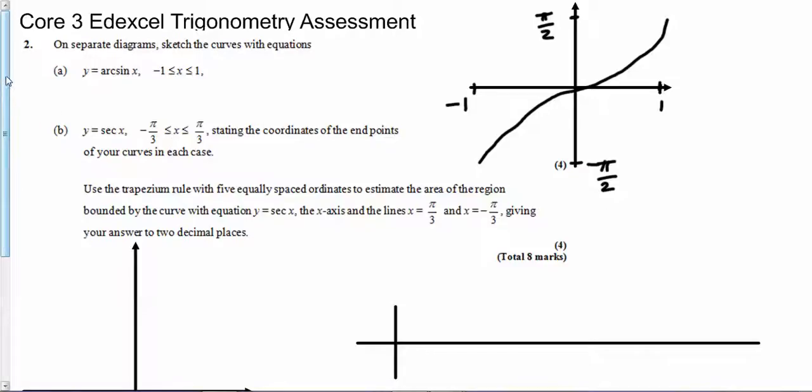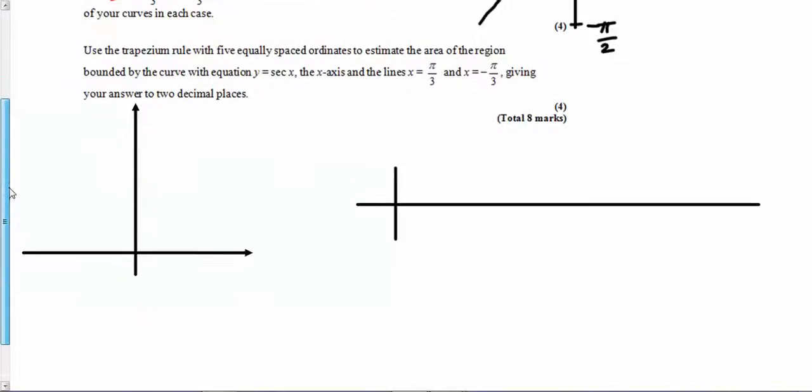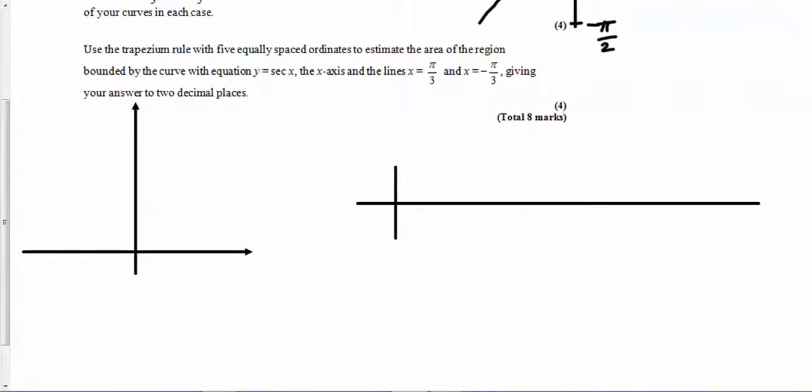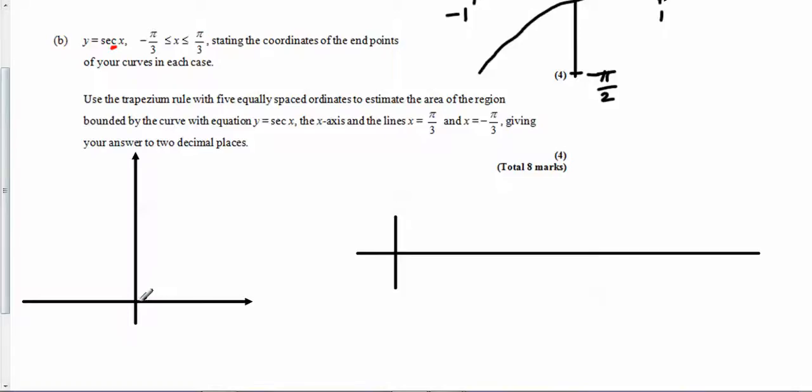For part B, we're asked to sketch y equals sec x. If you've watched the previous video, you remember that sec x, the third letter is c, so that's the same as 1 over cos x. So what we're going to do is take our values of cos and do the reciprocal, 1 over all the values of cos. Now when x is 0, cos is 1, so 1 over 1 means we know that our sec graph is going to go through 1.